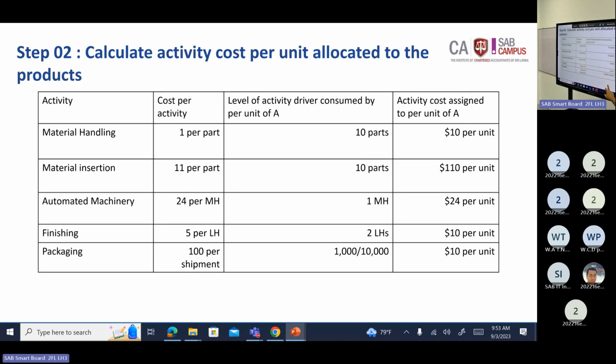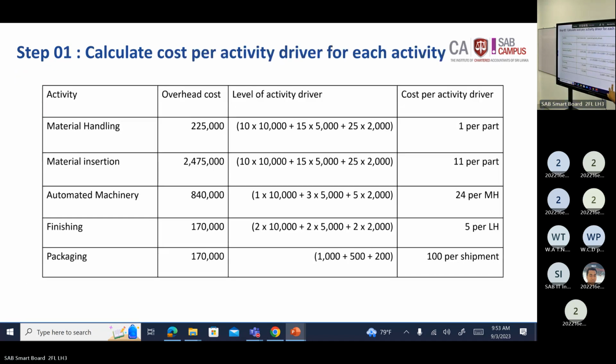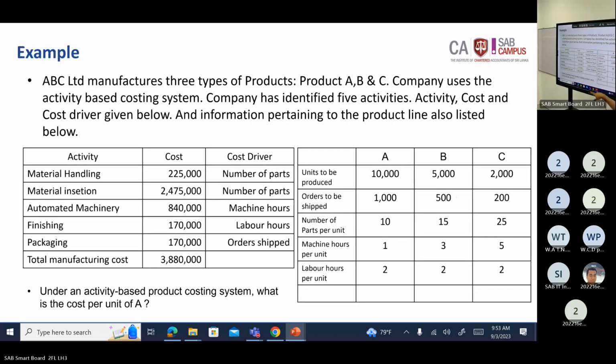Automated machinery, the machine hours. So you have the machine hours, number of machine hours per unit දීලා තියෙනවා. Right. Here the number of machine hours given per unit. So machine hours 1 into 10,000, 3 into 5,000, 5 into 2,000. මේක බෙදලා දීලා තියෙනවා නේ.